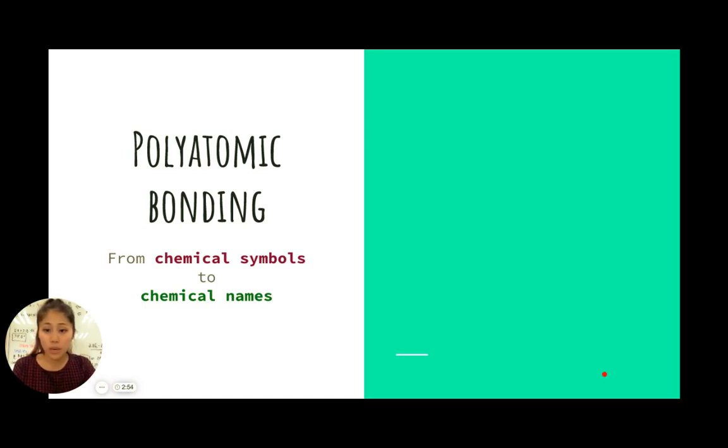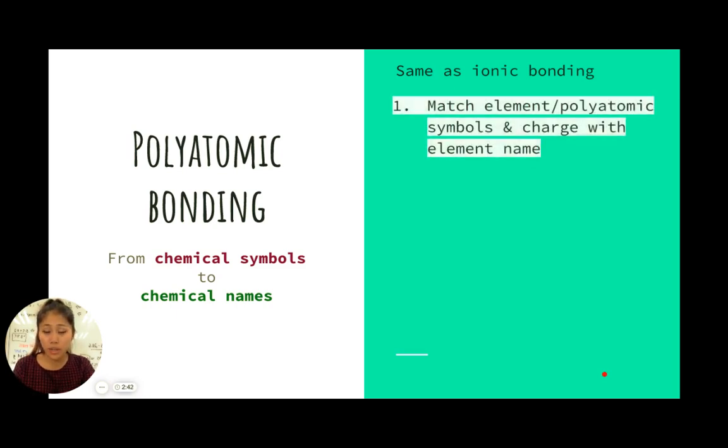Lastly, we're going to take a look at chemical symbols. So this means that when we're given a chemical formula, how do you assign the name to that? Again, the process is exactly the same as ionic bonding. You figure out what the symbols represent in terms of the chemical names and their charges.